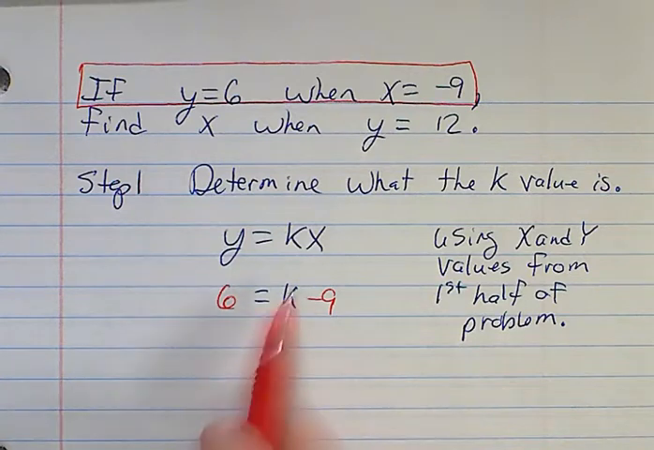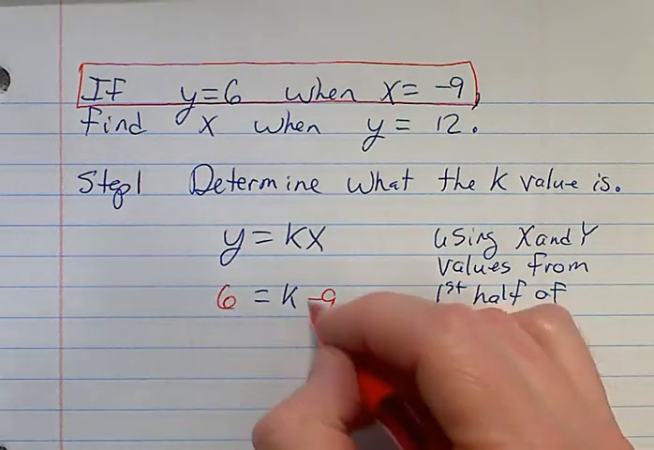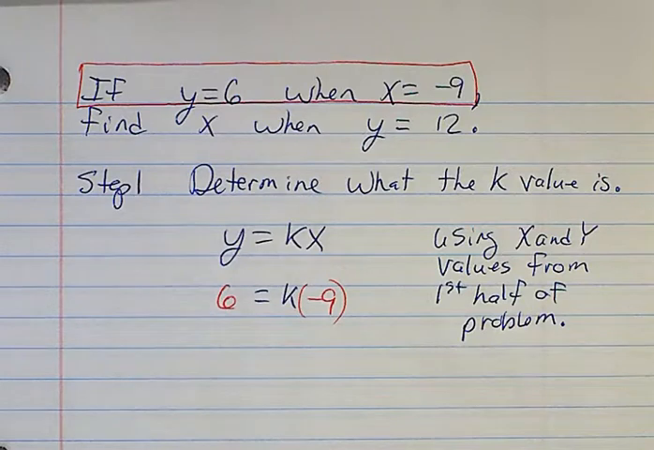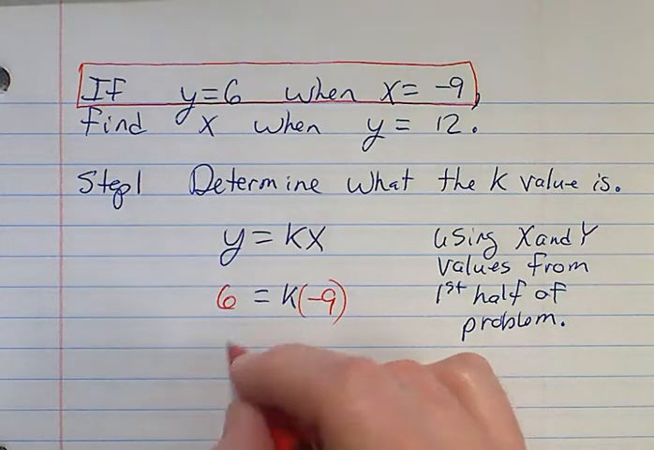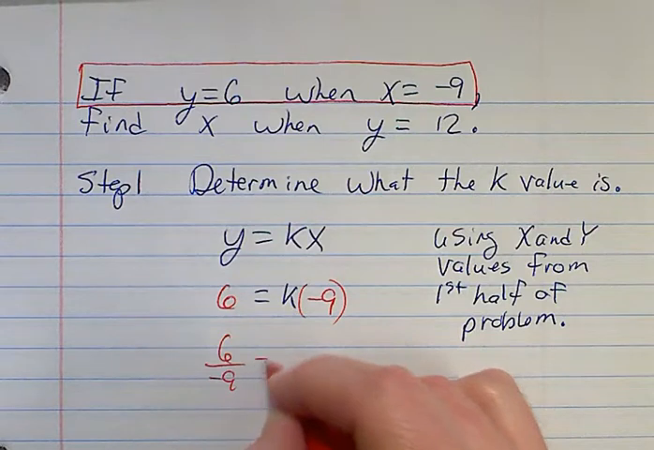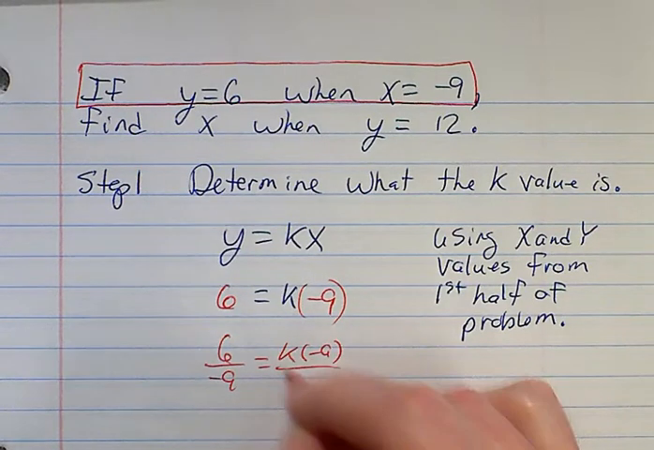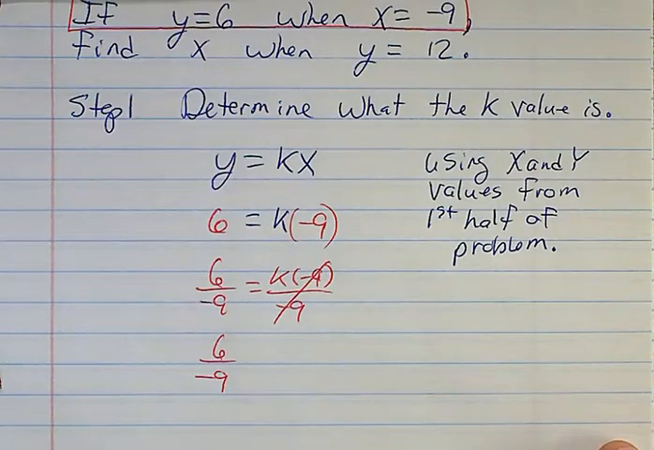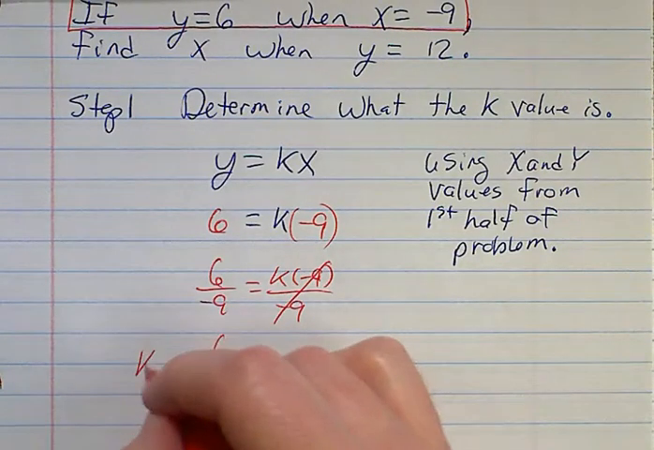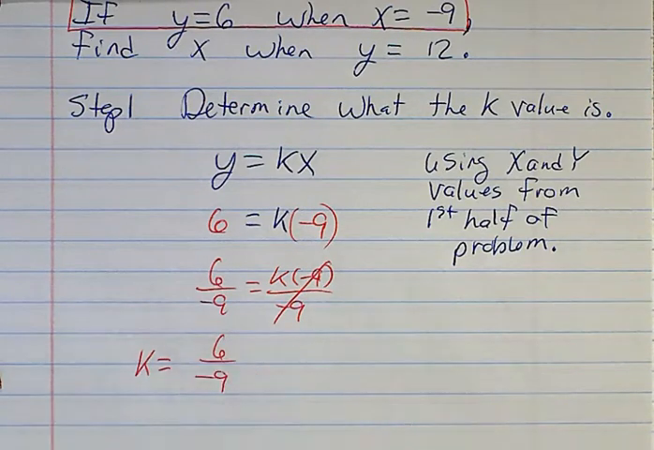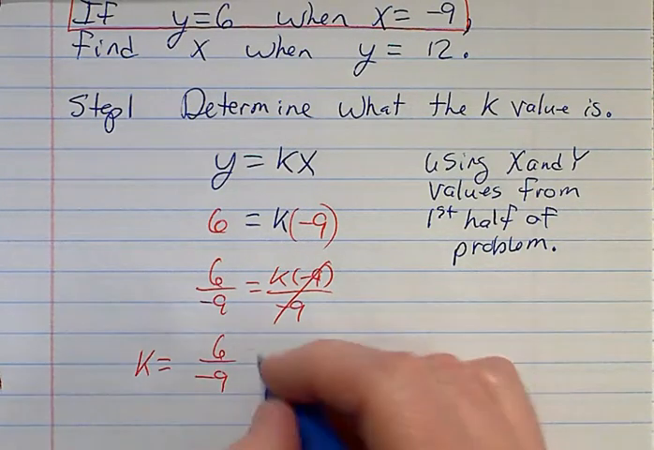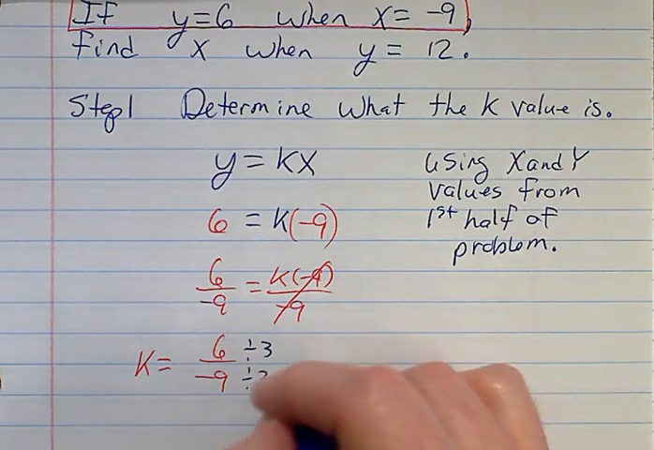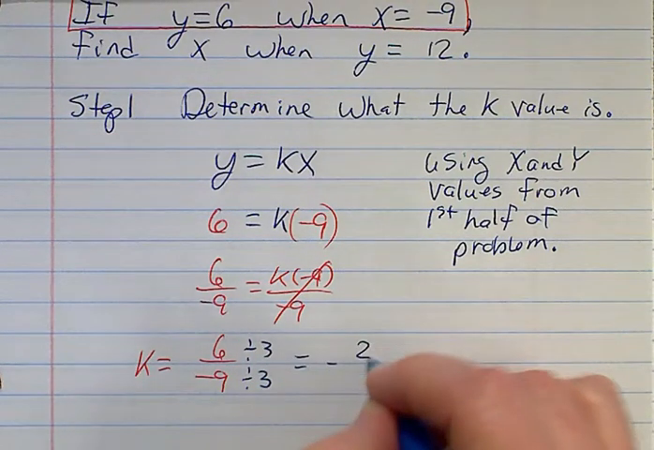For this part, we've got 6 equals k times -9. So to get the k value by itself, we're just going to divide both sides by -9. That way the -9's will cancel. You've got the k here. That's 6 over -9. And we'll put the k over here because we've got it there. Now for this one, you do have to simplify because you can divide both of those by 3. So that would make that -2/3.